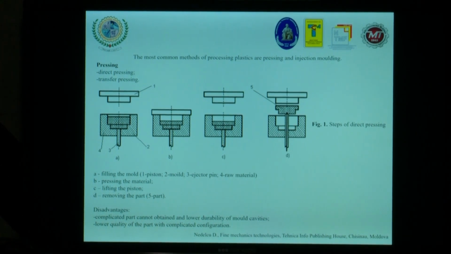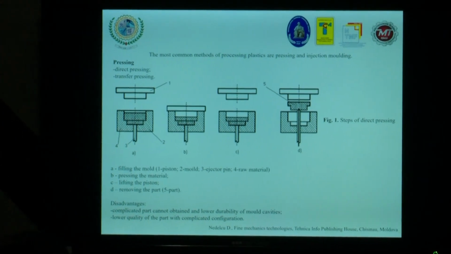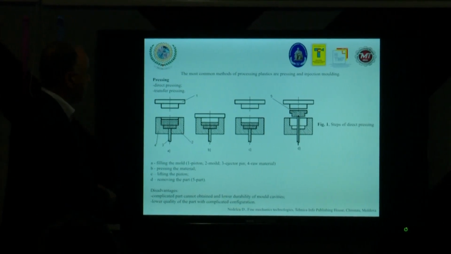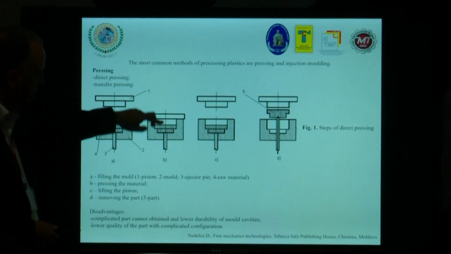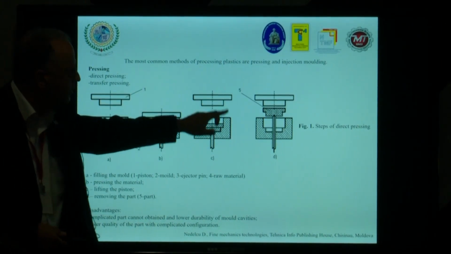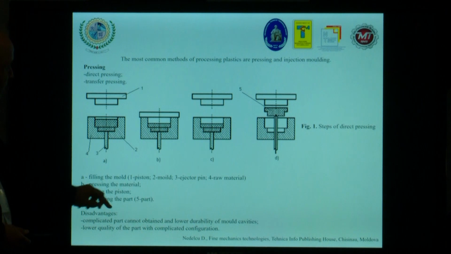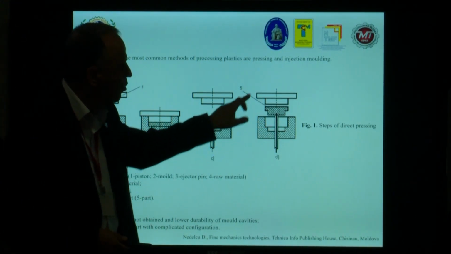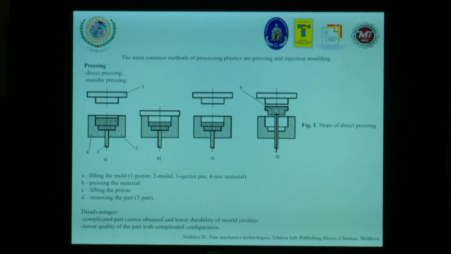Because we have to put the raw material inside of the mold, we have to lift the piston, push the piston over here, and afterwards the third step, lifting the piston, and of course the last one, removal of the part.